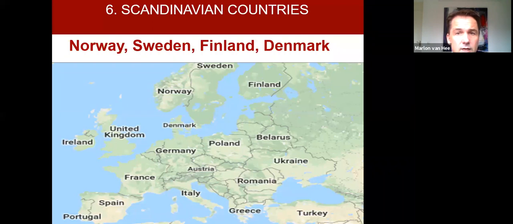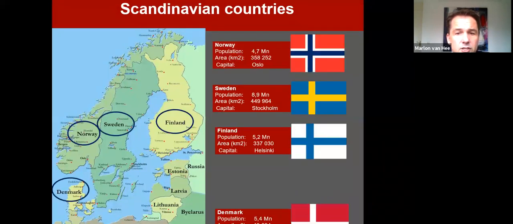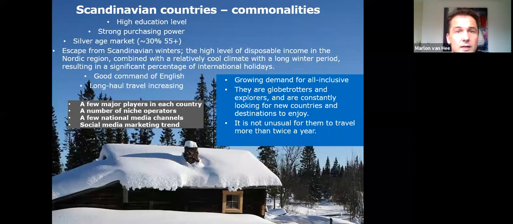Scandinavian countries: Norway, Sweden, Finland, Denmark. Here you have some figures about population and size of the country. I already mentioned that the purchasing power of the Scandinavian people is really high. The commonalities that they have: a high educational level and strong purchasing power, especially the seniors. The difference compared to, for example, countries like the Netherlands, Belgium, France, Italy, is that the Scandinavian people prefer to travel during different months.